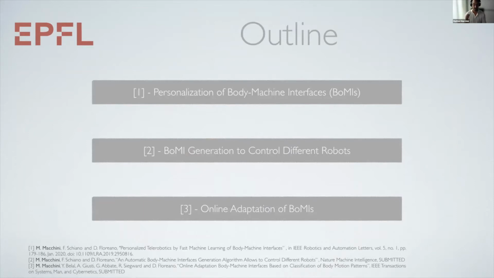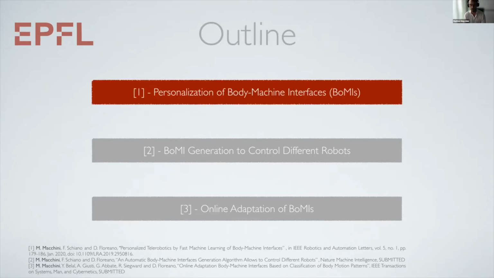The first one is the personalization of body-machine interfaces: how it looks, how it works, what the results are. Then we go into body-machine interface generation to control different, morphologically different robots. And then I will speak about the online adaptation of body-machine interfaces, so interfaces that change over time.